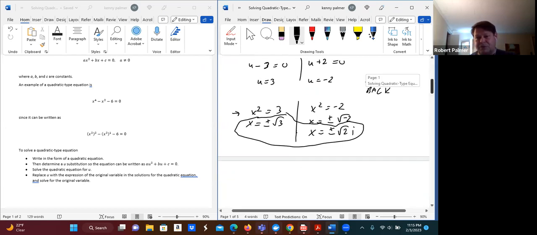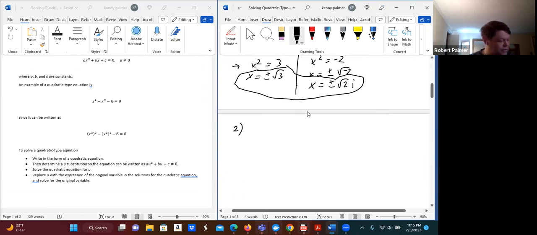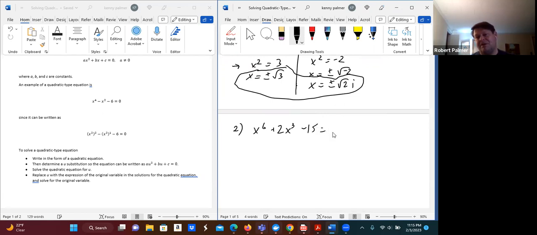Let's look at our next one. So number 2. Similar idea. So this time we're going to have x to the 6th plus 2x cubed minus 15 is 0. Okay, same thing. In this case, once again, this power is twice that one. And so I can write this as a quadratic equation.